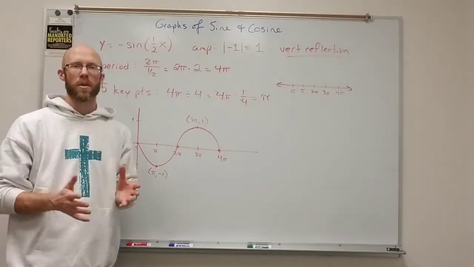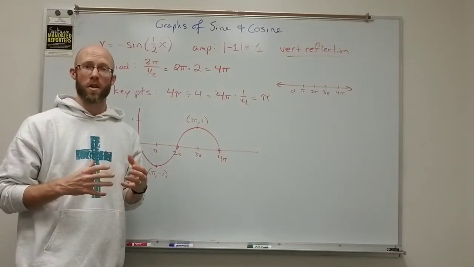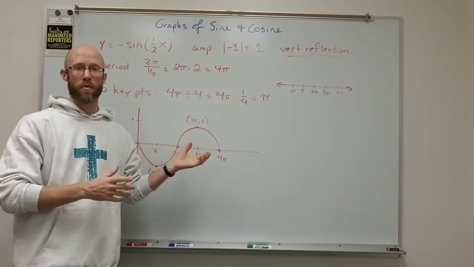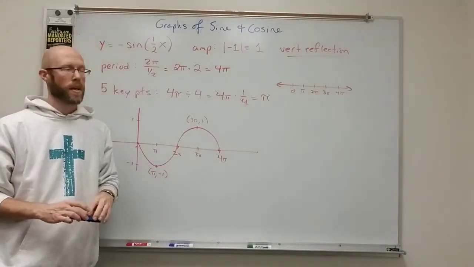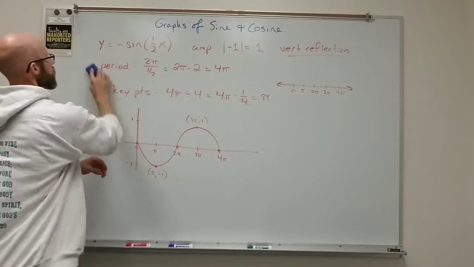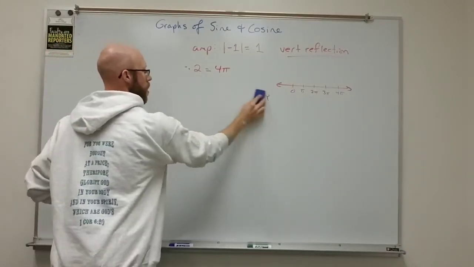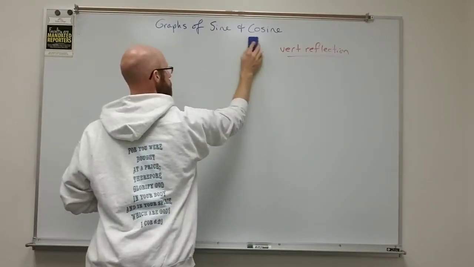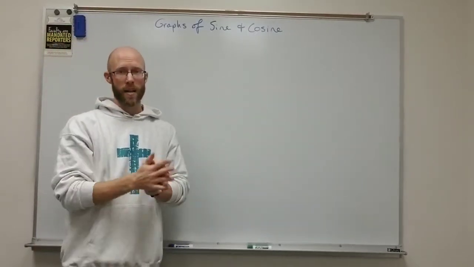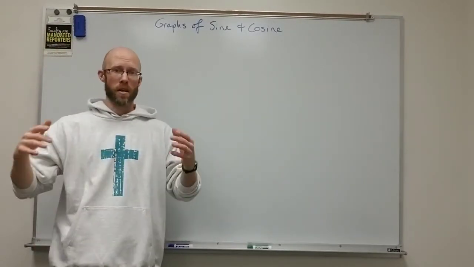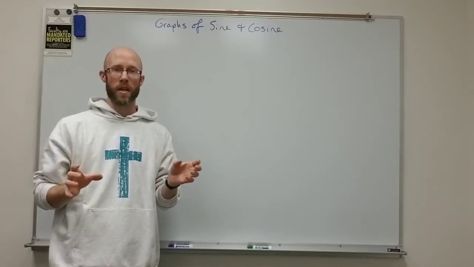Now, the last thing I really need to talk to you guys about when dealing with these graphs is what does the cosine look like? We spent all this time talking about the sine. The cosine is very, very similar. In fact, I'm not going to spend much time on it because almost everything that we dealt with for the sine is going to apply to the cosine, the period, amplitude, all that stuff. The only thing that's different is what happens at the 5 key points.